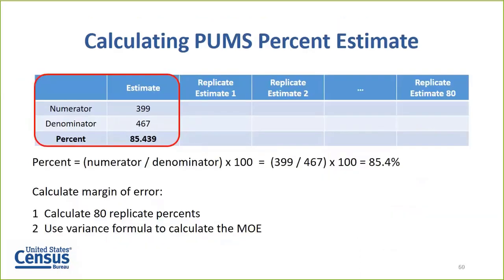Now we will calculate the percent in the usual way. We divide the numerator by the denominator and then multiply by 100, and we obtain a percent of 85.4%. Notice that the rest of the table is blank. There are placeholders for the replicate percent estimates. To calculate the margin of error, we will calculate 80 replicate percent estimates and then use the variance formula and the steps that we saw in the previous example.